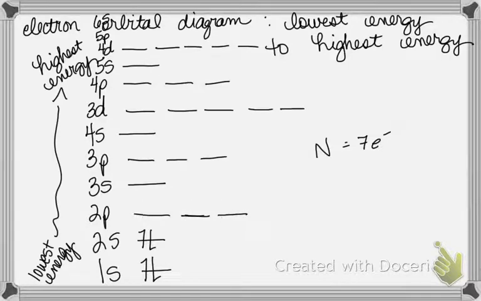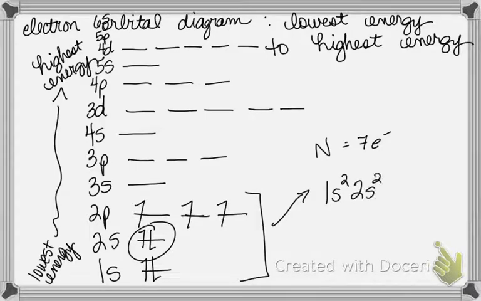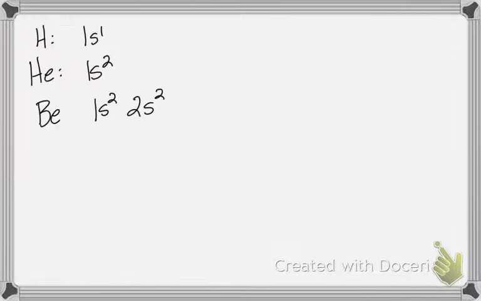You do not do this. 5, 6, 7. That's wrong. I'll tell you why in just a second. When we summarize this into an electron configuration, there's still 2 electrons in the 1s orbital. There's 2 electrons in the 2s orbital. How many electrons are in the 2p orbital? 3. So that's nitrogen's electron configuration: 1s2, 2s2, 2p3.